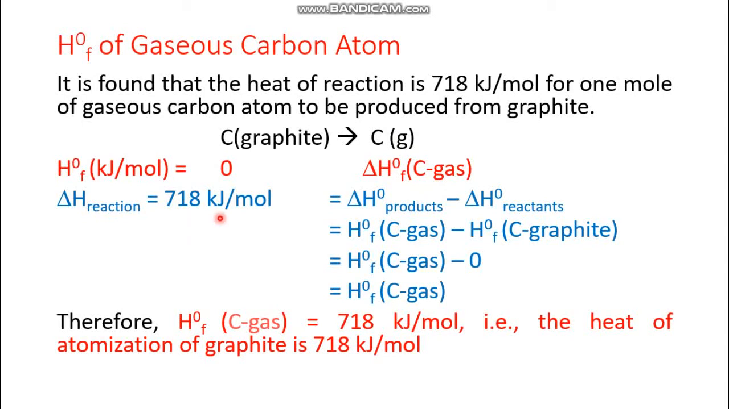This 718 is actually delta H0 of the product minus delta H0 of the reactant. What is the product? Carbon gas is the product and graphite is the reactant. For this one, it is assumed to be 0, and this one we do not know. So this is simply just this delta H value. Delta H reaction is nothing but H0F. So this way H0F of gaseous carbon is calculated, and it is equal to 718 kilojoule per mole.